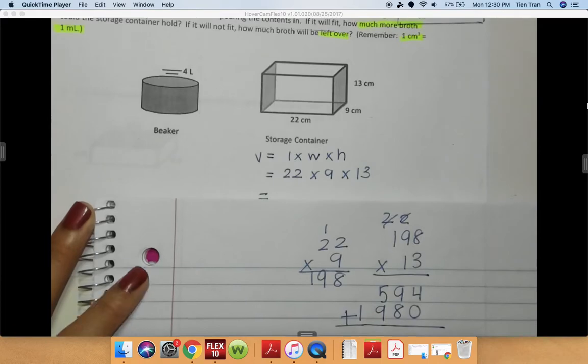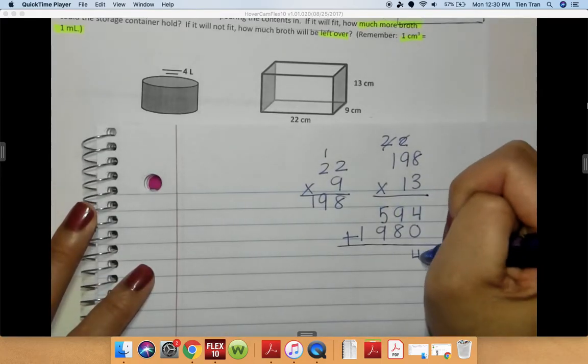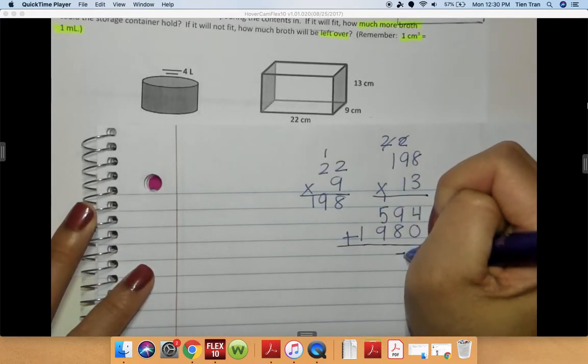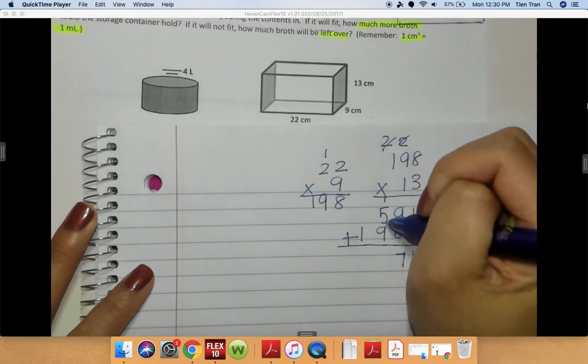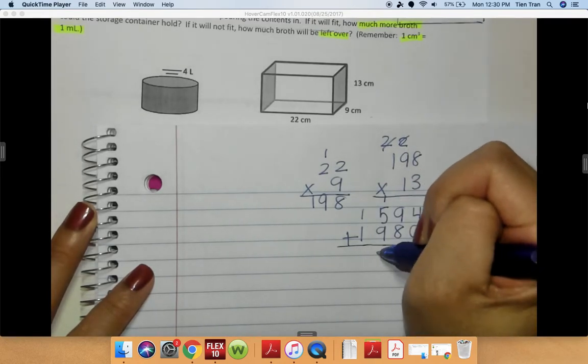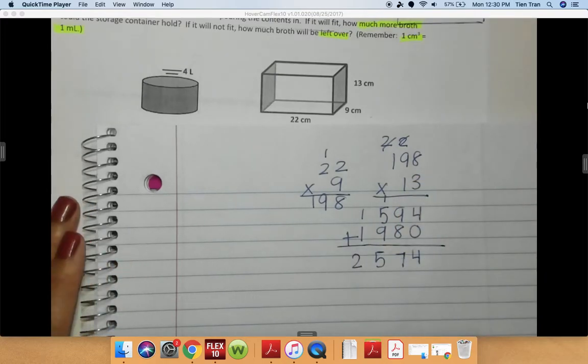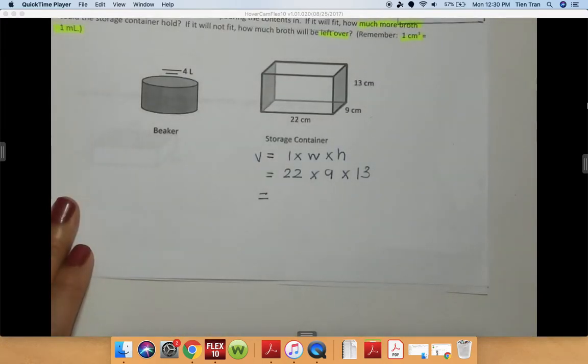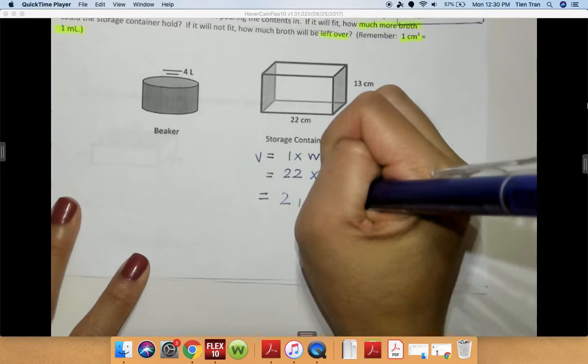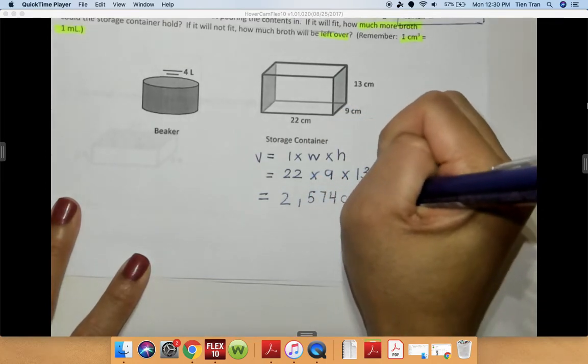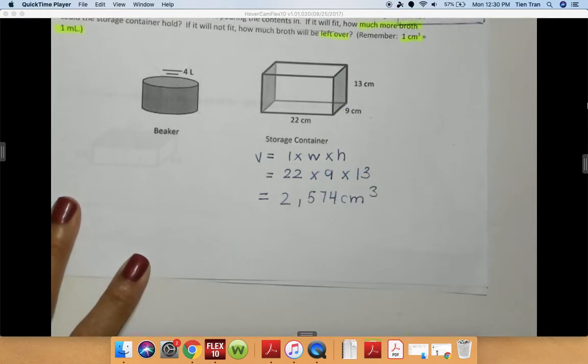Add everything together. 4 plus 0 is 4. 9 plus 8 is 17. 9 plus 5 plus 1 is 15. 1 plus 1 is 2. I get 2,574. So I'm going to write 2,574 centimeters cubed. So that's one of the volumes of the storage containers.